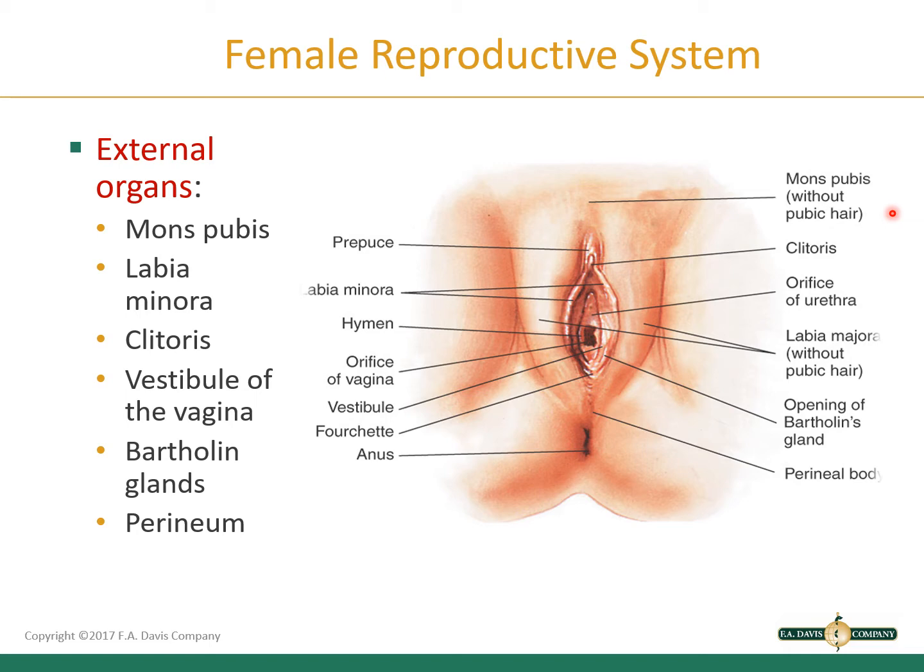You have your clitoris. That's a small sensitive organ containing erectile tissue. It's right in front of the vulva and below the mons pubis. So that's right here. You have the vestibule of the vagina. That's an area between the labia minora and where the urethra and the vagina open.